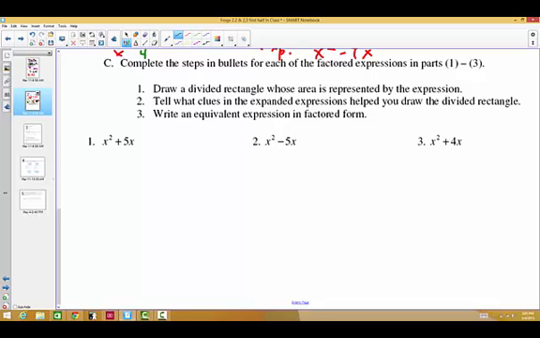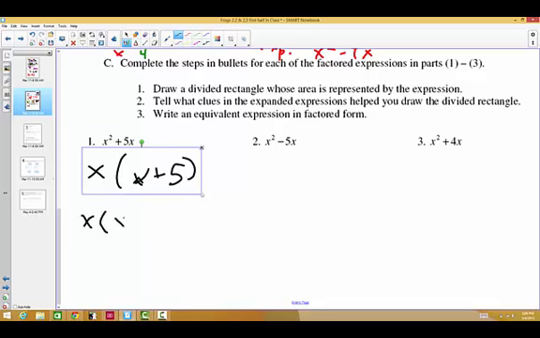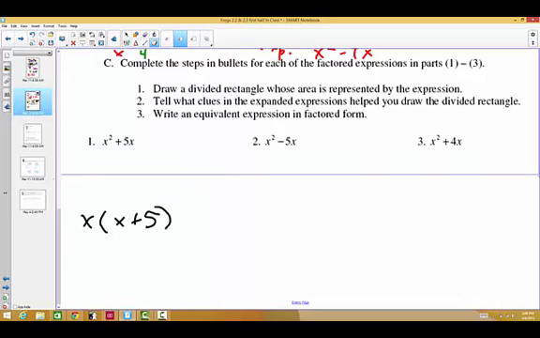Next, this time you have it in expanded form, so you want to take out the greatest common factor to get it in factored form before you draw it. The greatest common factor in the first one is just an x, and you're left over with x plus 5. Okay, I'm going to try to rewrite that. So, in order to draw this, one dimension is your x by x, and then you're going to be adding 5 to either side, so it would look like that. This is your x squared, that's your 5x.